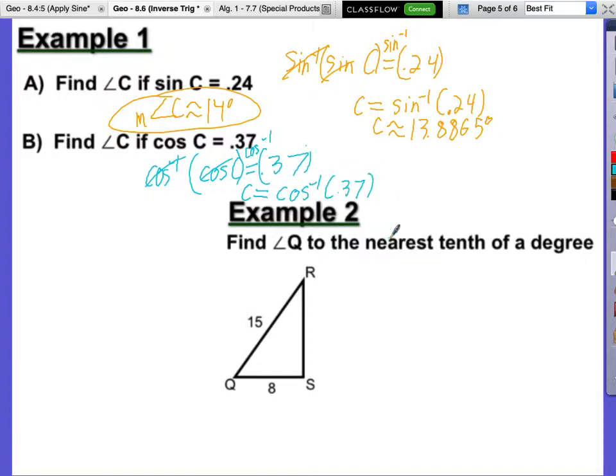Then you type in your calculator: push the second button, push cosine, put in 0.37 and close your parenthesis. C is approximately what to the nearest whole degree? We'll get in a good habit of doing it this way, because later on you can mess it up depending on how we do it. So to the nearest whole degree, the measure of angle C is 68 degrees. Very good.